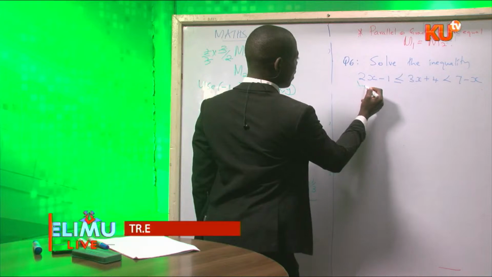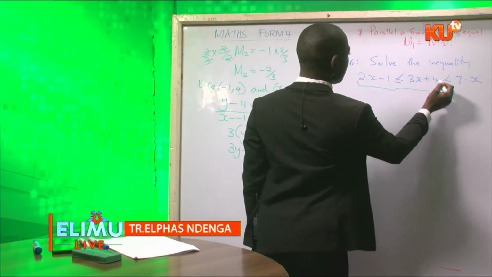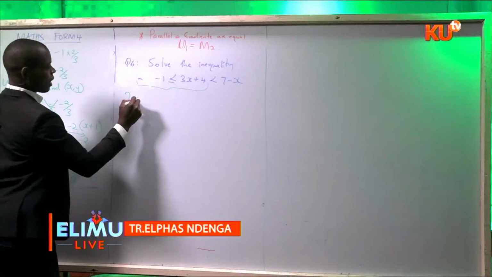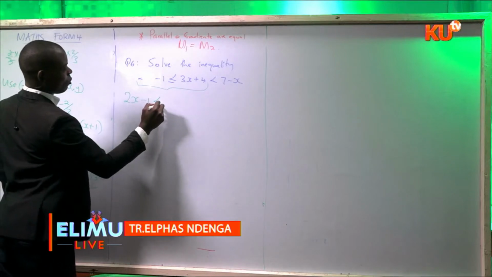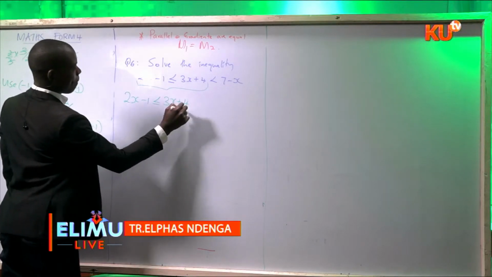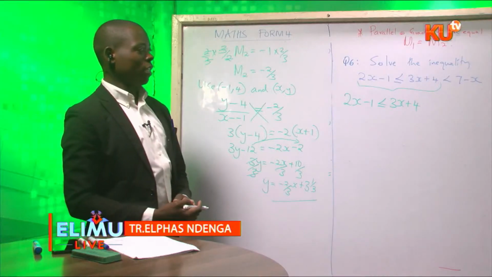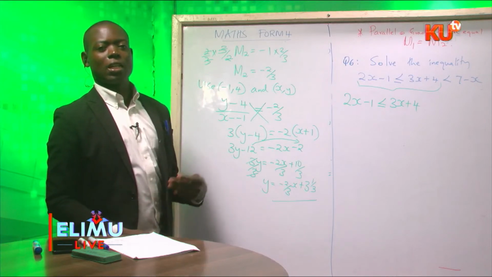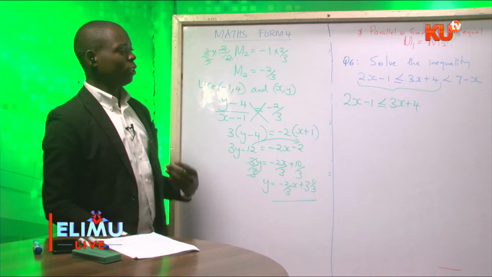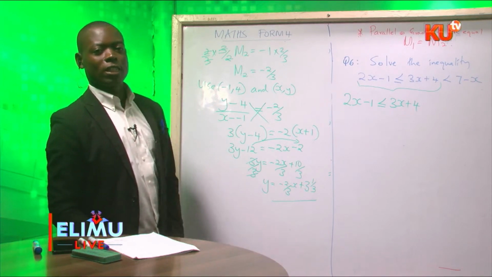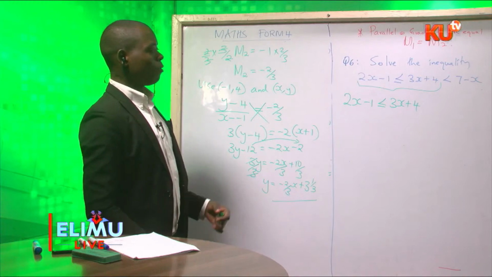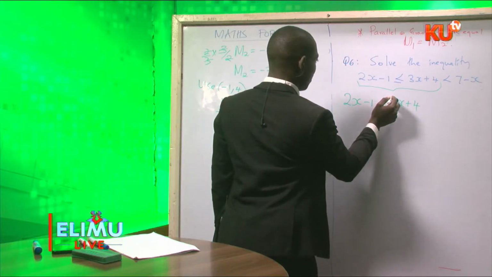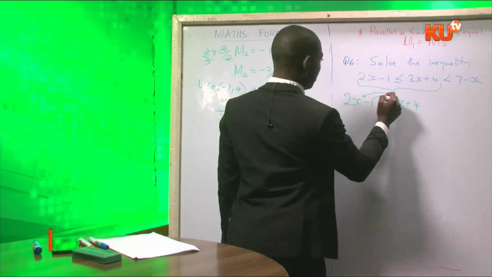So we need to separate these two. From this point, all the way to where the second inequality starts, that becomes the first inequality, which will be 2x less 1 less than or equal to 3x add 4, and solve that inequality. We solve inequalities by collecting like terms, just like linear equations, but do not substitute the inequality sign by the equal sign. Let the inequality signs remain the same. This to the left and this to the right.